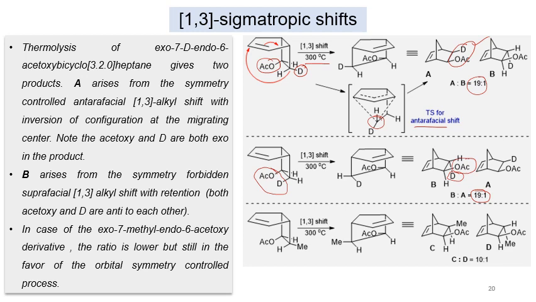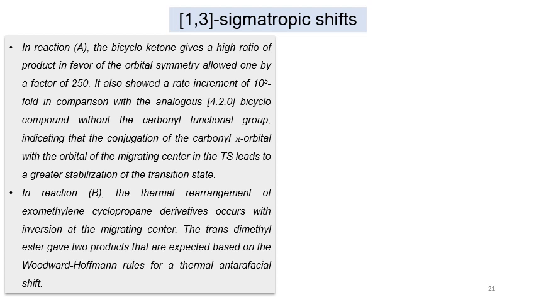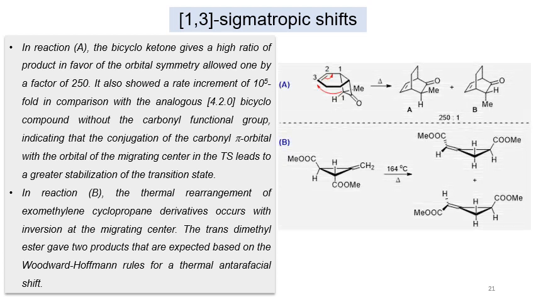Same here, you can see here the acetoxy and the methyl, again they are cis with respect to each other in the product. In this case also, the stereochemistry at the migrating center has been inverted. Another example, let us see here.